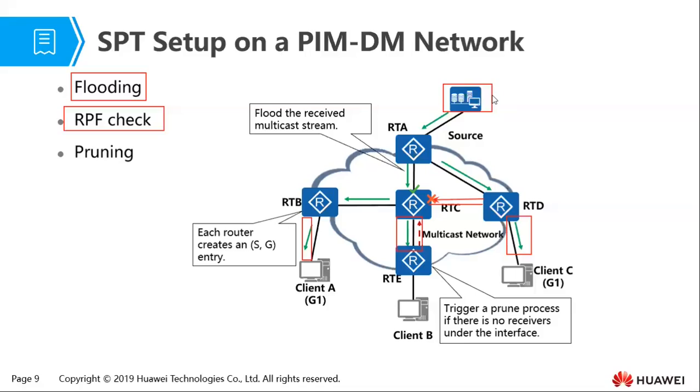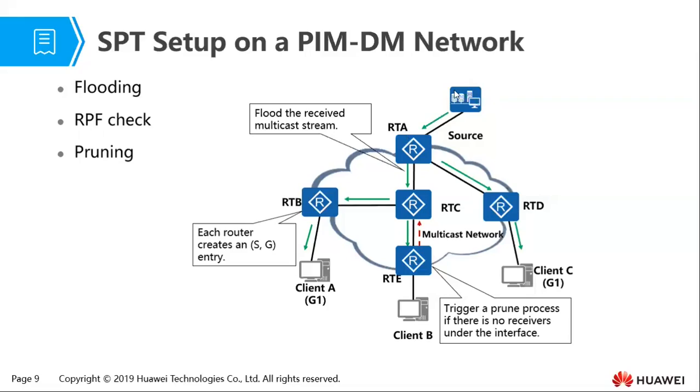Simply put, that is it. If you receive a multicast packet from an incorrect interface, then you simply discard that multicast packet. That way, we are able to create a shortest path tree from the source to all the other routers on the network, because you can only accept the multicast packet from the correct upstream interface. So I hope you understand what that means.